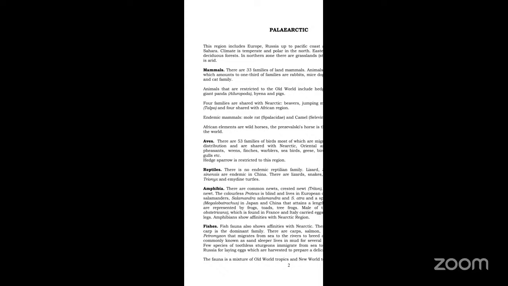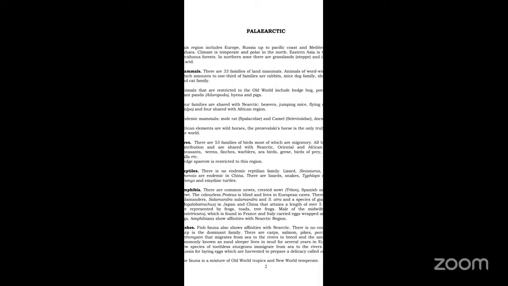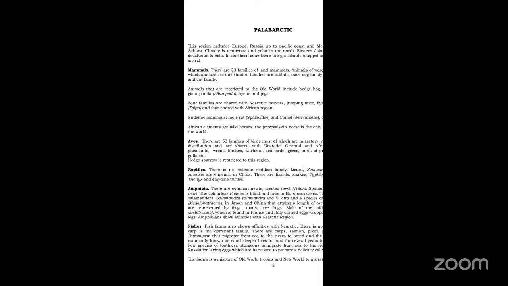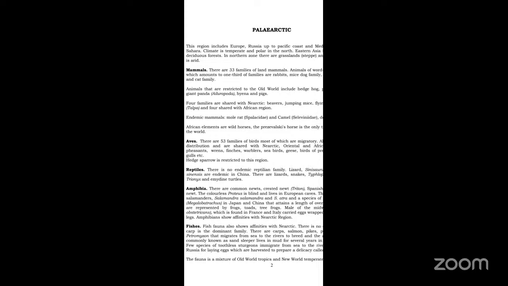Now coming to the amphibia. The amphibians are common newts, crested newts, Spanish newts, and also alpine newts. So in amphibians you find a number of newts, and also the Proteus is present, which lives in the European caves, and there are also European salamanders like Salamandra, and a number of other species. Apart from these, the other amphibians found are frogs, toads, and tree frogs.